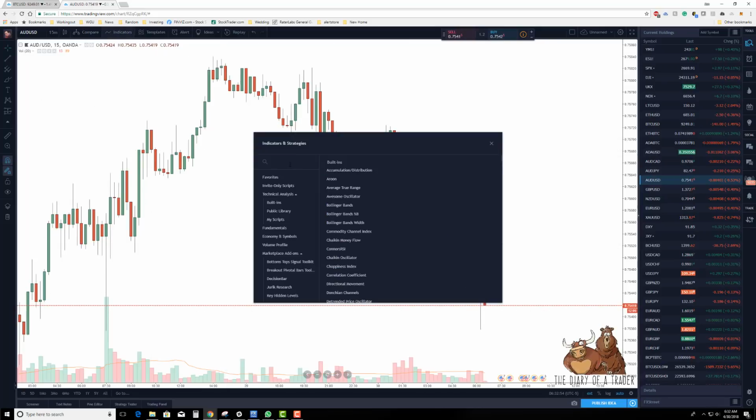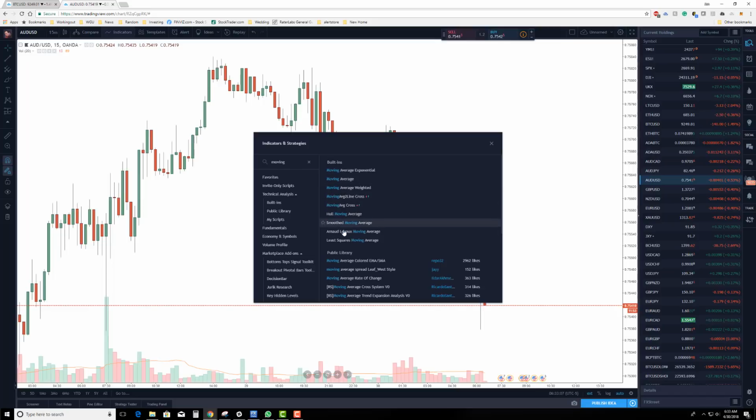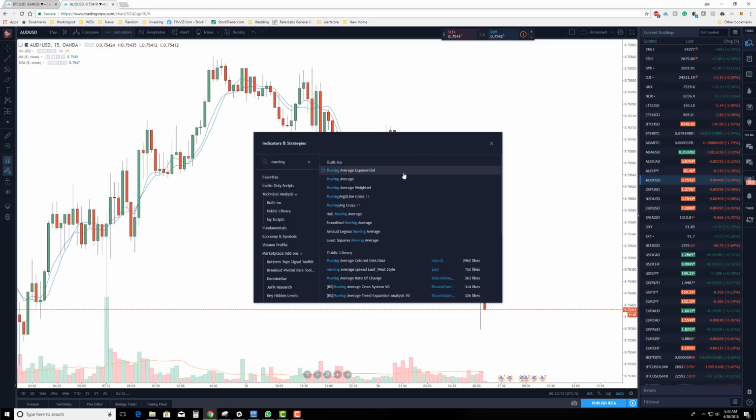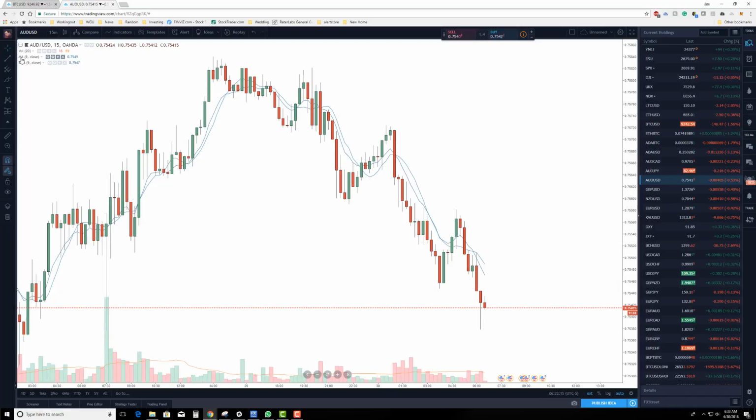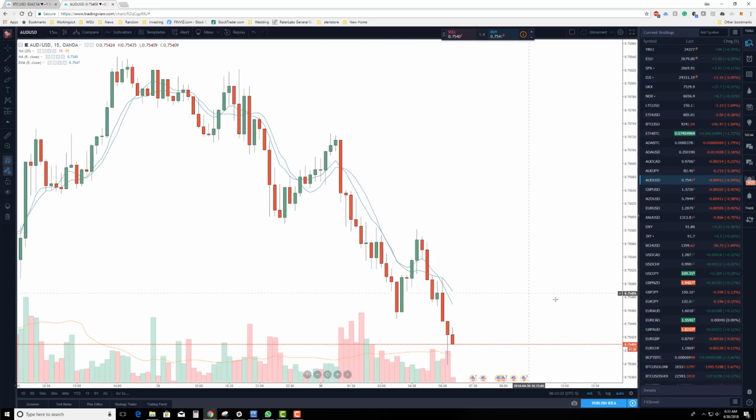And if you use TradingView and you type in moving average, you can see that there is a large amount of various moving averages. And this is just a taste of the kinds of moving averages that are out there. Probably the two most popular are the moving average and the EMA. The moving average is sometimes just referred to as a simple moving average, and the EMA is the exponential moving average.